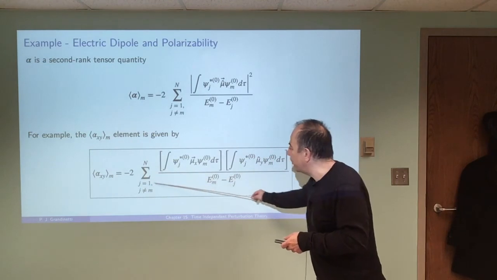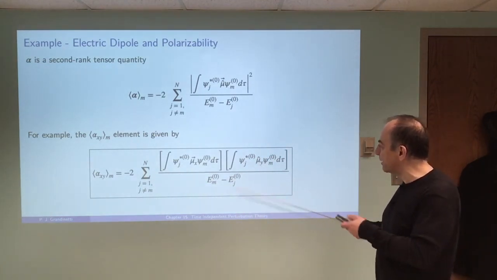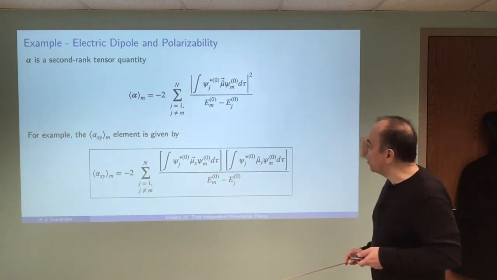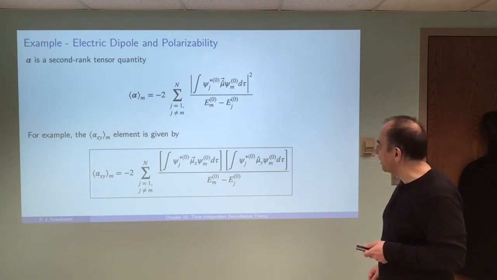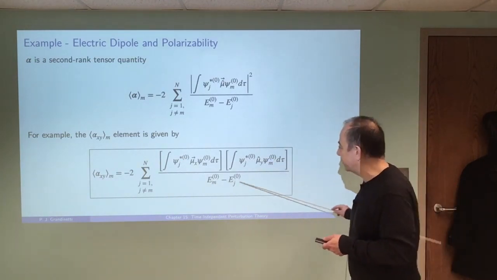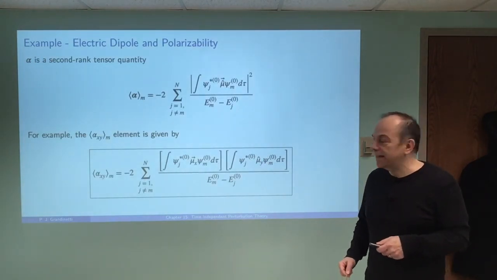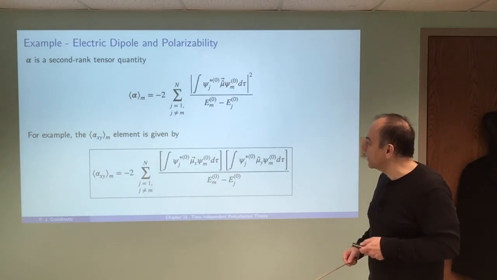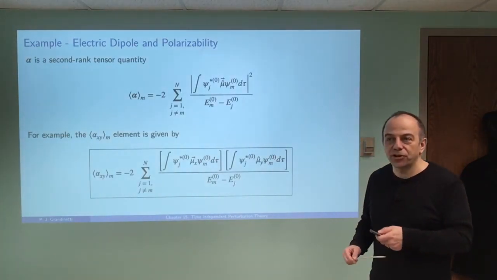So you end up doing 9 of these, but since it's a symmetric matrix, you really only need to do 6 of them. And these will give you the full polarizability tensor if you know the 0th order energy eigenstates and eigenvalues. All right, great. So that's it for this chapter. And in the next chapter, we will start to take advantage of some of these perturbation approaches for solving problems.